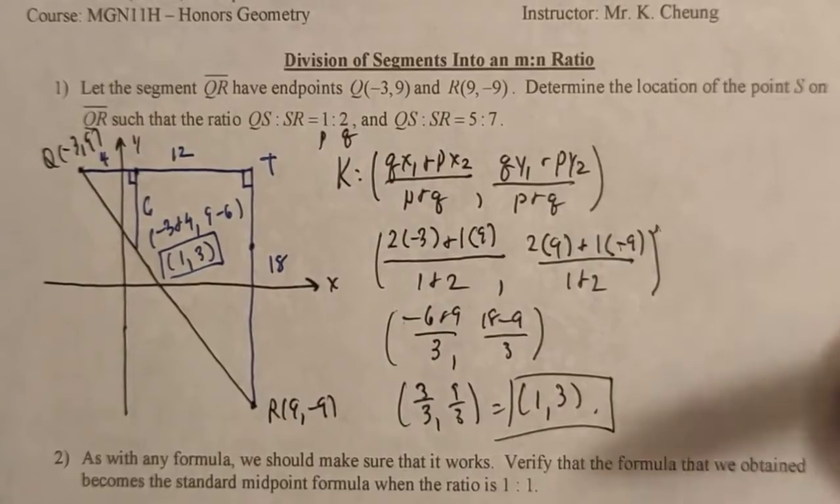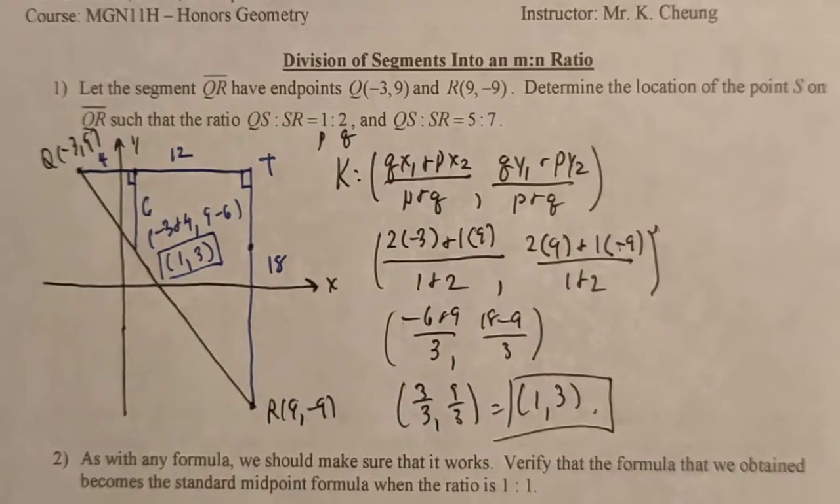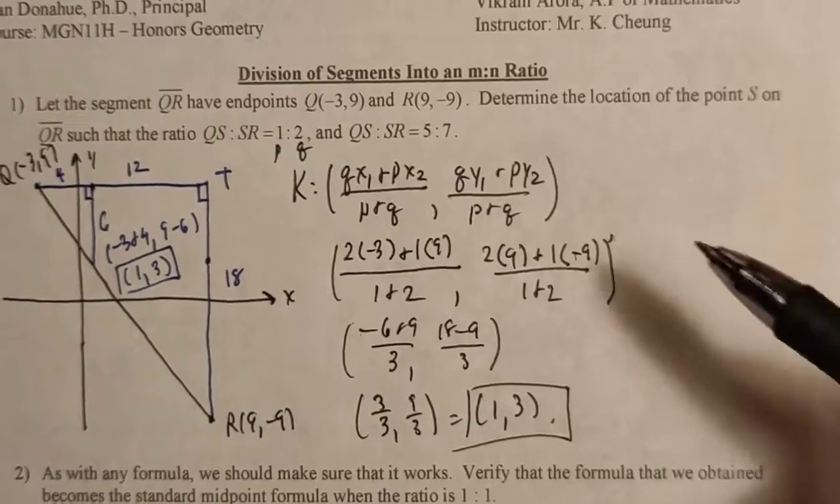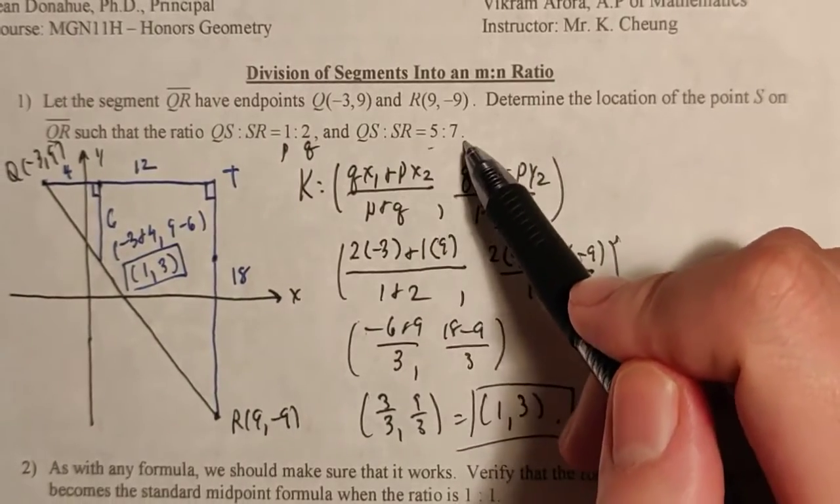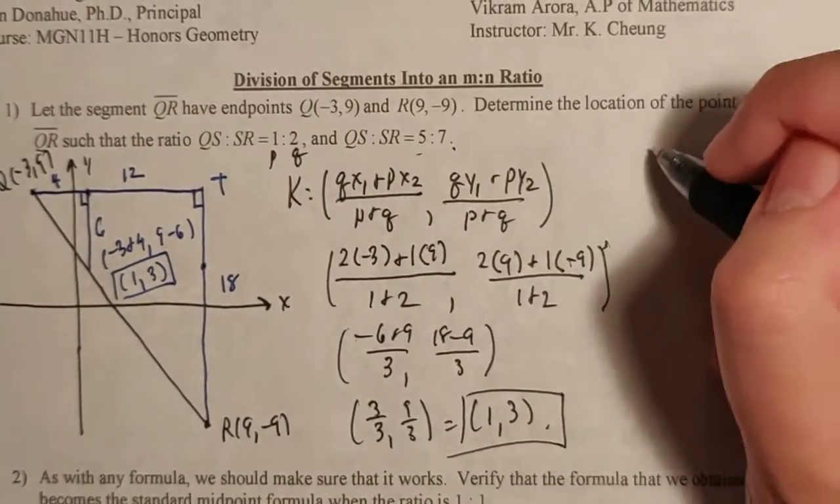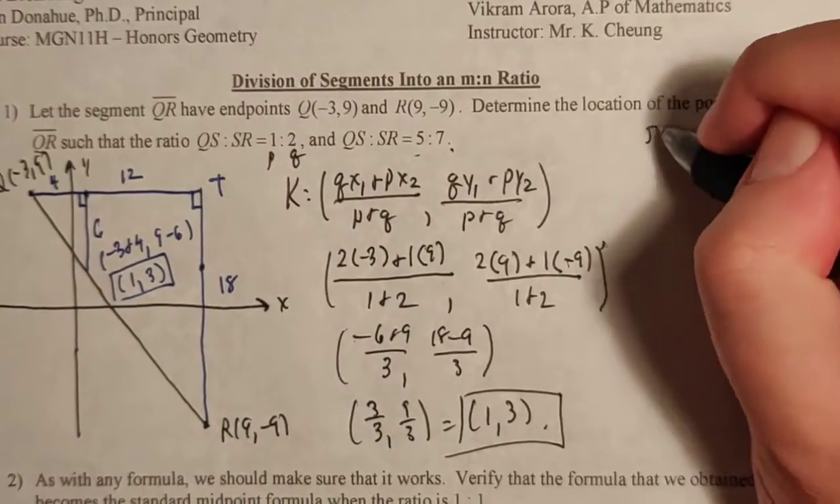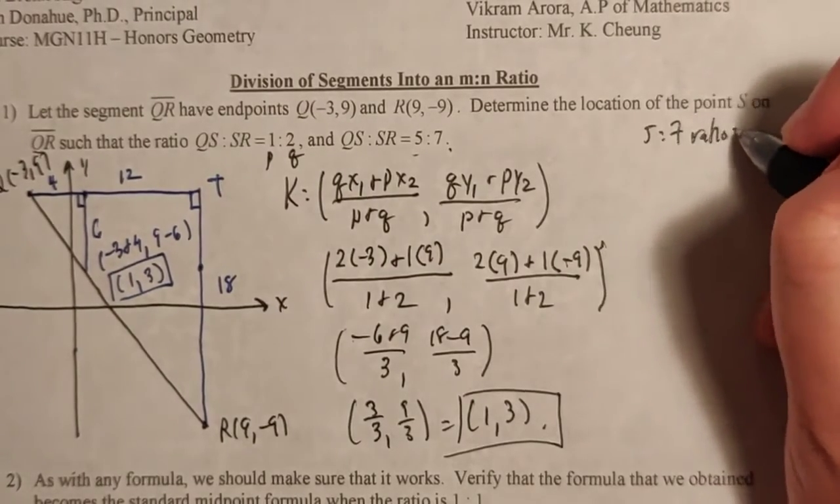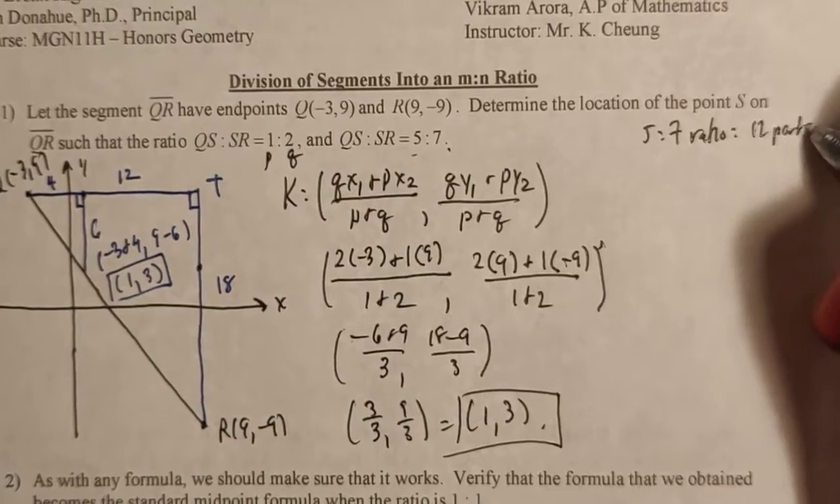If you like messy formulas, by all means use this here. Now you can do the same thing for QS to SR here. We know that that's going to be the situation here. Notice that we have a 5 to 7 ratio here, because now we're going to be looking at a 5 to 7 ratio. So that means it's going to be 12 parts here.